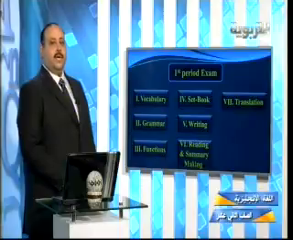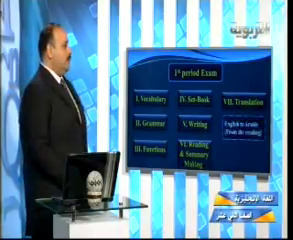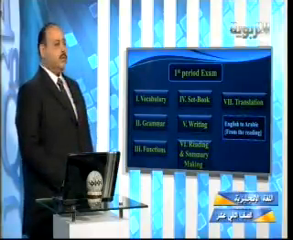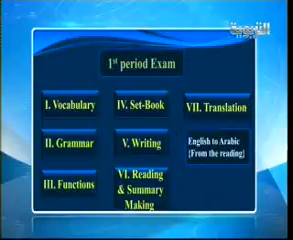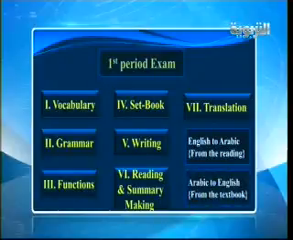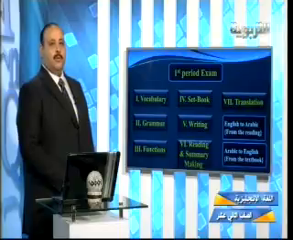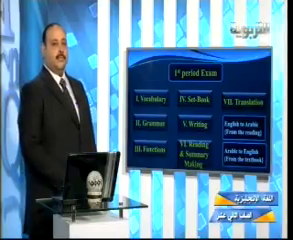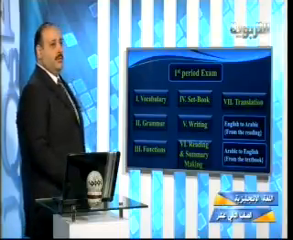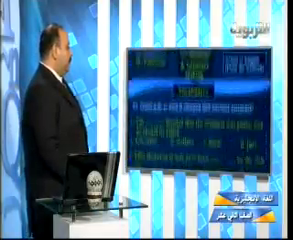Translation, as you know, we have 2 types of translation. We start with number 1, which is from English into Arabic, and this would be 3 to 4 sentences from the reading text. Then the second type is about Arabic to English, and it would be 2 sentences from your textbook or the lessons you have already studied. Now let's have a look at each one of them.